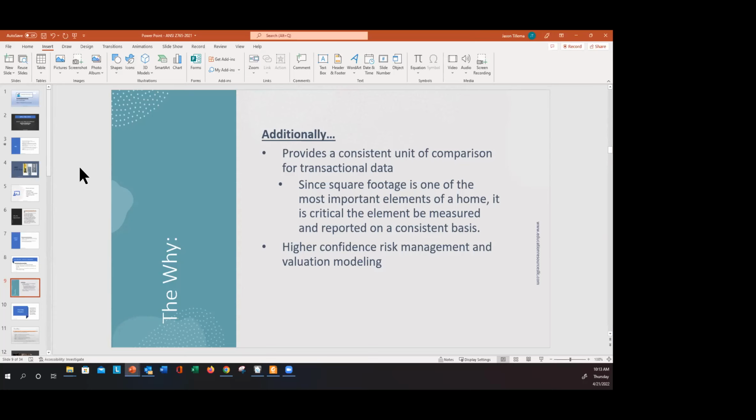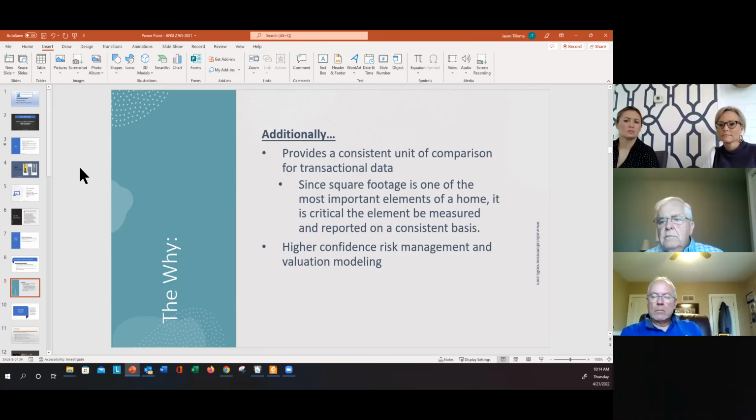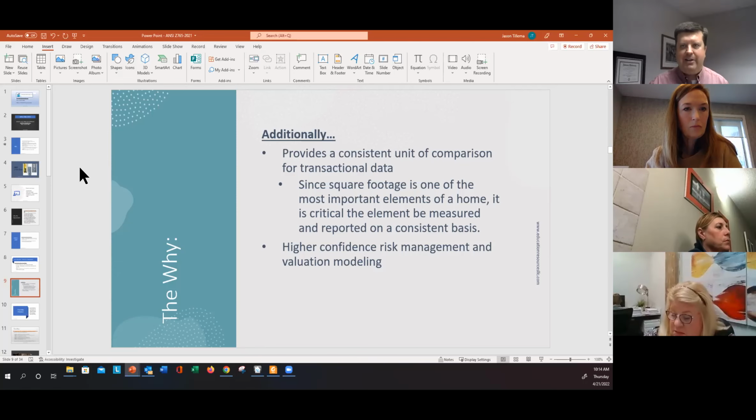They also have noted that there is a higher confidence in the risk management and valuation modeling. And I had mentioned to Amy right before class, there's some scary things going on, at least in my opinion, with what Fannie Mae is doing and the changes that they're making. One of which to me is this valuation modeling. If they have higher confidence in the valuation modeling, they may not need the appraiser as much, and so as an appraiser, that is a little scary.